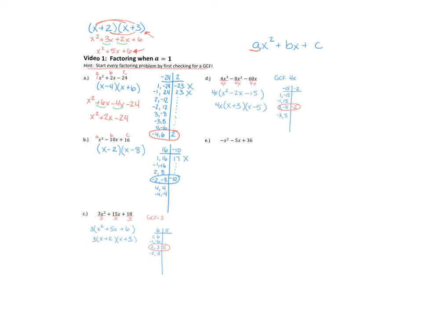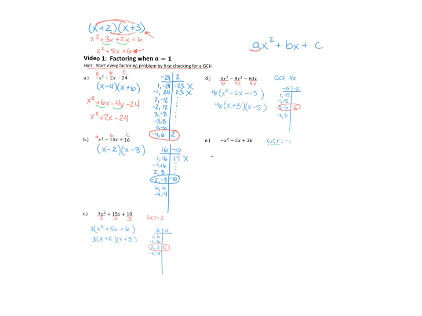When I come down to problem E, you may notice this one looks a little different because the term in front of x squared, my a term, is negative. It's really important that you make sure that your x squared term is always positive before you start factoring, or else you're likely to make a mistake. So the way I'm going to handle this one is by treating this as a GCF, where my GCF in this case is going to be negative 1.